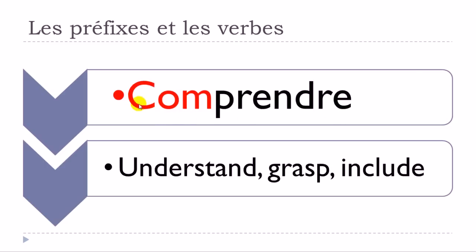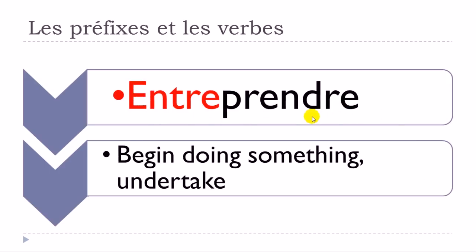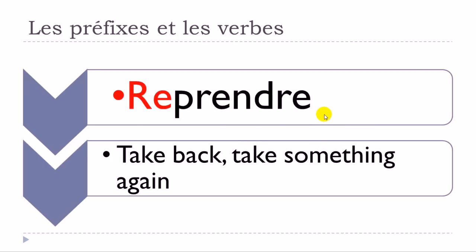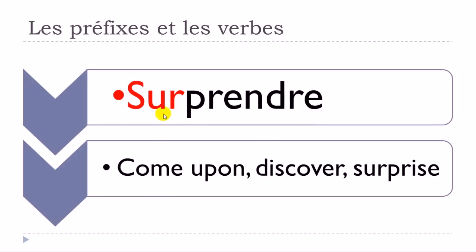Then it's possible to put this COM in front of prendre and you will get comprendre, okay, comprendre. It's also possible to use this ENTRE, entre, entreprendre. It's also possible to use this RE, reprendre. Okay, get translation here. SUR, sur, surprendre. Okay, surprendre. And here is what it means.